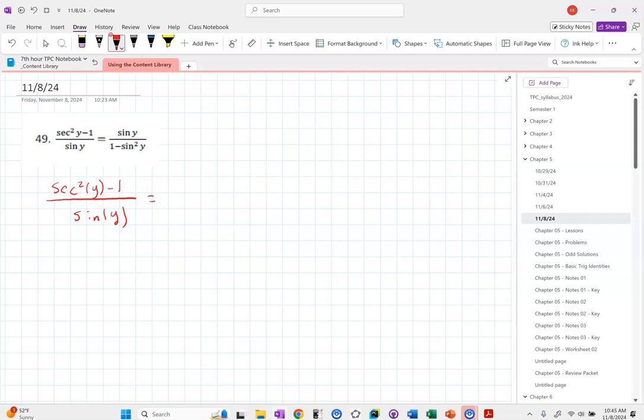Now, when I look at secant squared y minus 1, that speaks identity to me. What is that equal to? Yeah, I think it's a P3. It's cosecant, isn't it? Or I'm sorry, cotangent, isn't it? Tangent? Okay, thank you.